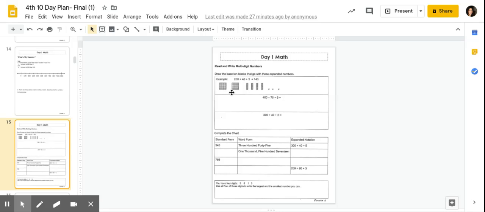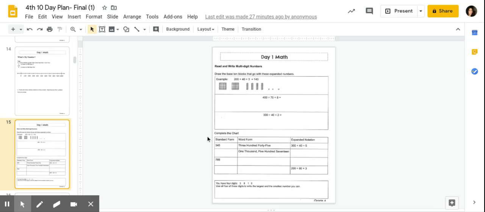They drew 2 100 blocks to represent 200. They have 40, so they drew 4 10 blocks to represent 4 10s. And then they have 3 1s, and so they put 3 dots here. And that's all that you have to do. So you're going to do that for this one and this one.